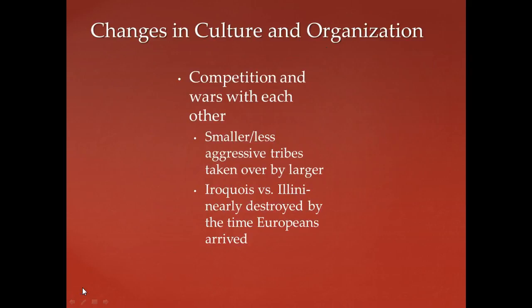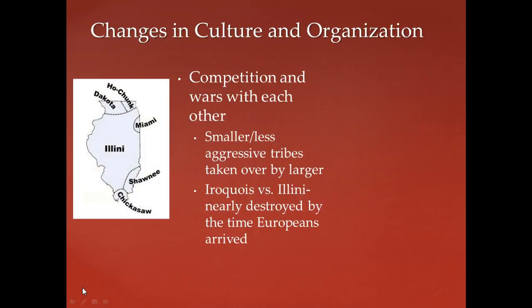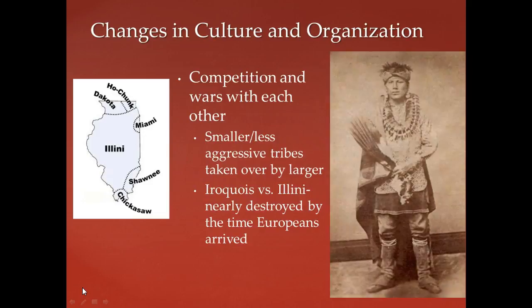All of these changes led to the natives beginning to have competition and wars with each other, where the smaller, less aggressive tribes would be taken over by the larger ones. One of the most famous and largest groups of nomadic Indians were the Iroquois, and they tended to beat up on the other smaller tribes. For example, the Illini, who were a peaceful agriculture-based tribe in present-day Illinois, and that, guess what, is where we got the name Illinois from, were all but wiped out by the Iroquois.